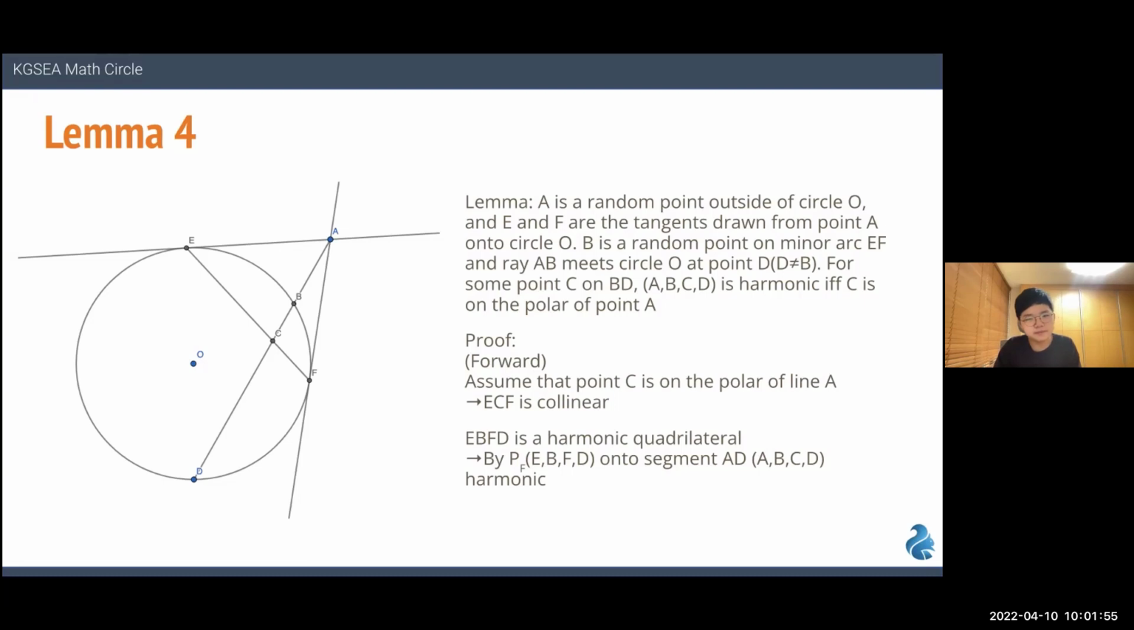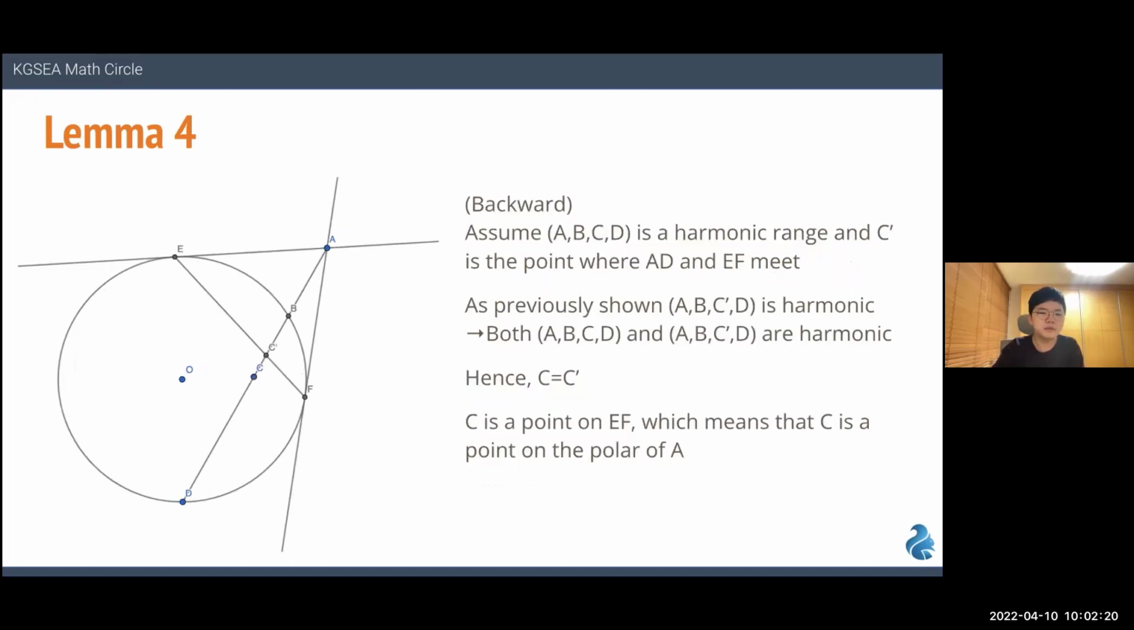It states that if we assume that C is on the polar of point A, then ECF is collinear because by lemma 3, EF is the polar of point A. EBFD is a harmonic quadrilateral because the tangents at E and F and DB meet at one point, which is point A. And by pencil of EBFD through point F onto segment AD, we can see that ABCD is a harmonic ratio. The backwards proof works in a very similar way.